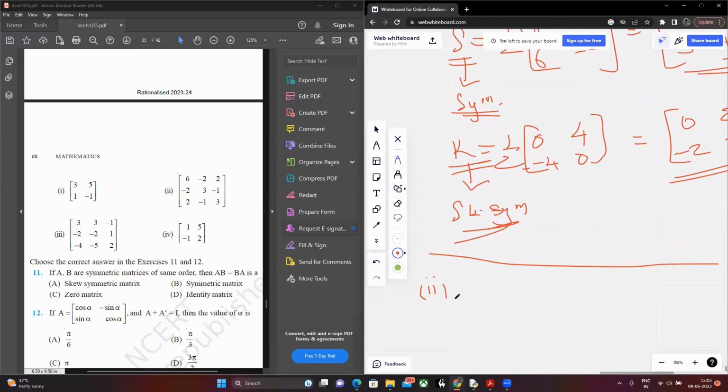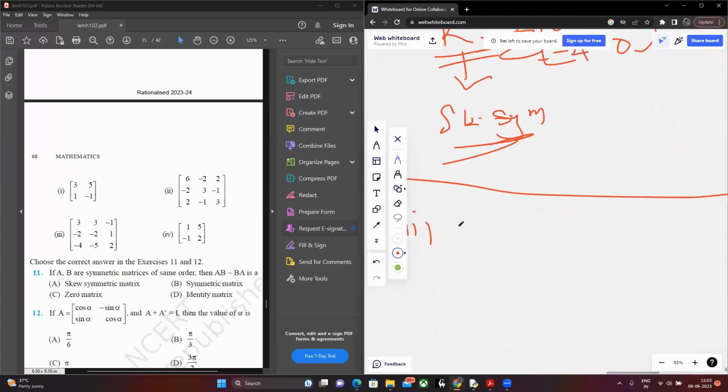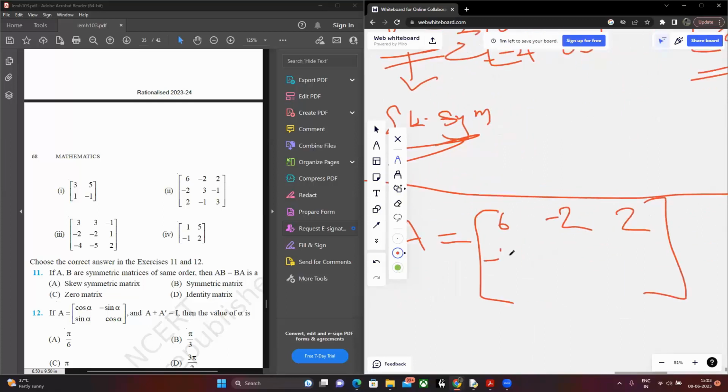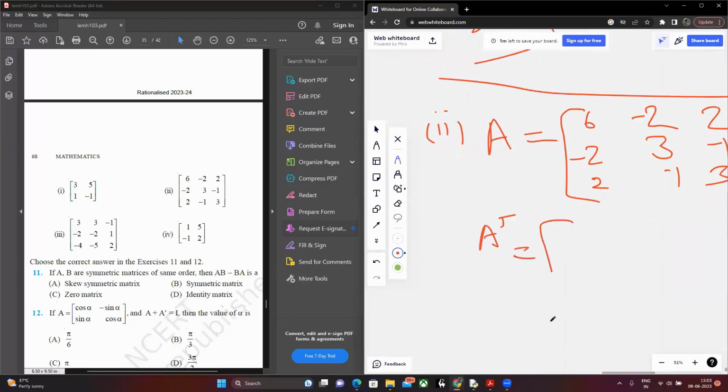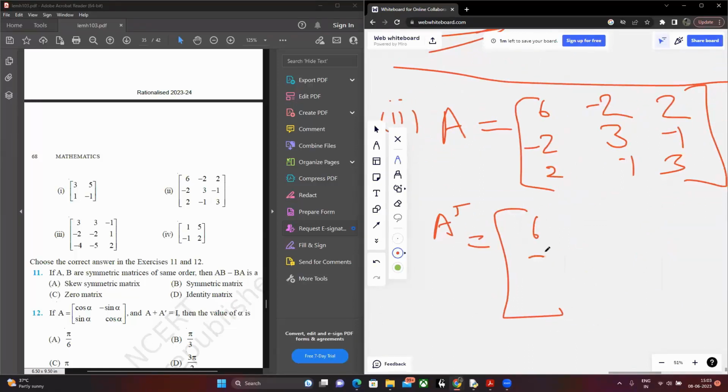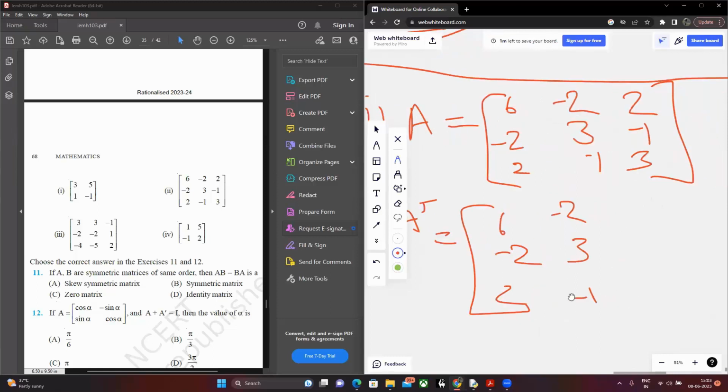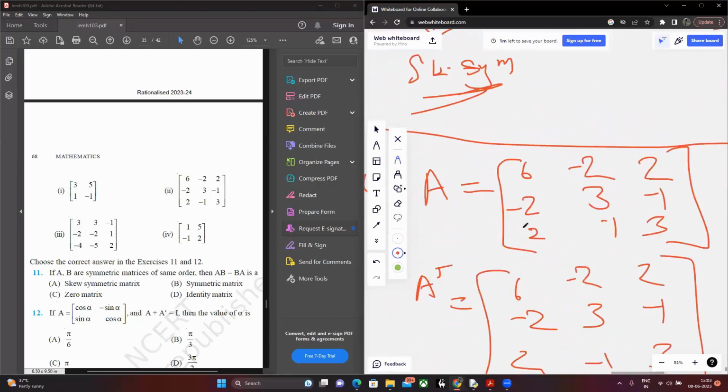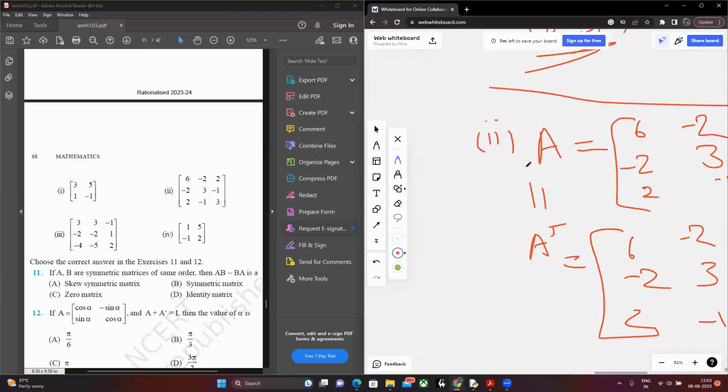Second subpart is going to be your matrix A equaling 6, minus 2, 2, minus 2, 3, minus 1, 2, minus 1. Then your A transpose is going to be equal to 6, minus 2, 2, minus 2, 3, minus 1, 2, minus 1. You can see that A is basically equal to A transpose. So A itself is symmetric, right?